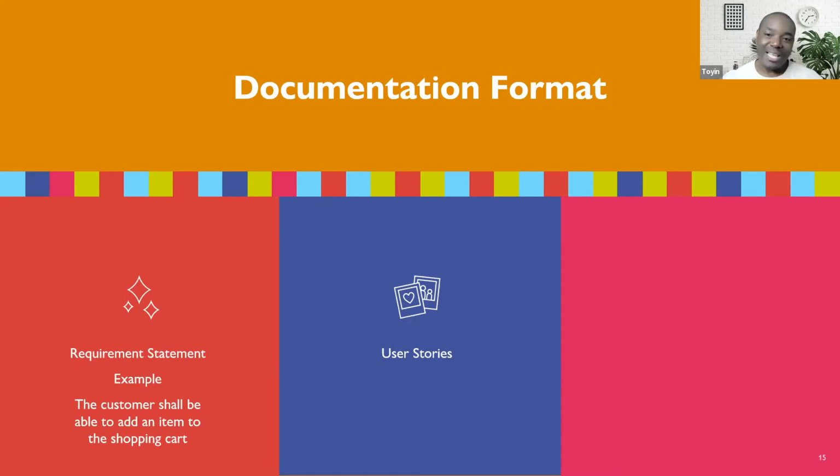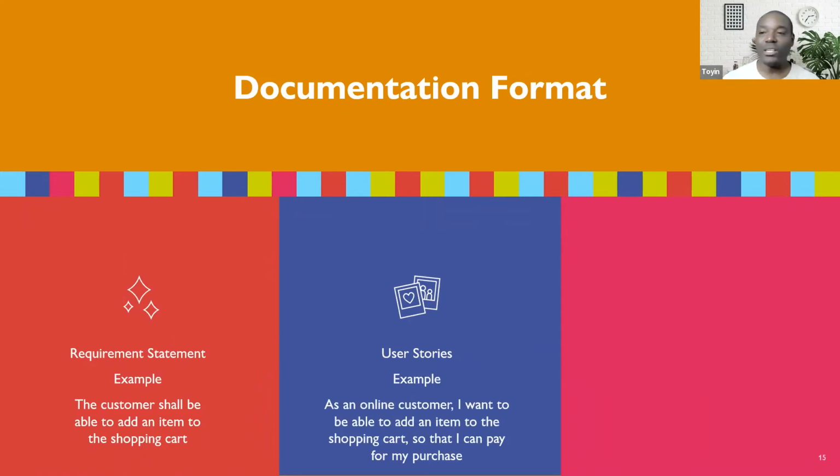so that when they are working on that particular document, they have no doubt who they are doing this for, who they are creating something for. And so your user story usually goes along the lines of, as an online customer, that's the person, the user, I want to be able to add an item to the shopping cart. That's what they're trying to do, so that I can pay for my purchases. That's the benefit, or the why behind what they are trying to do.